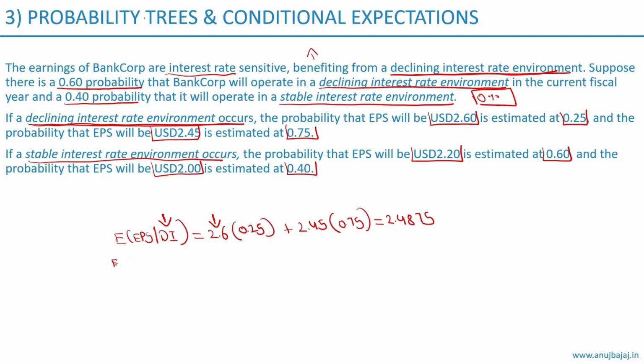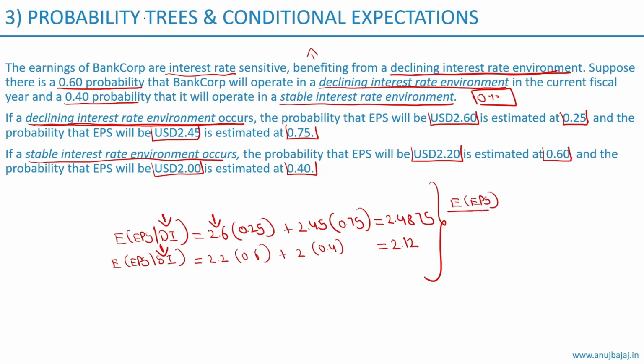So let us calculate the expected earnings per share given that we are operating in a stable interest rate environment. So we take 2.20 multiplied by 60% and $2 multiplied by 40%. So the expected earnings per share if we are already operating in a stable interest rate environment is $2.12. Now based on this information, let us calculate the expected earnings per share.